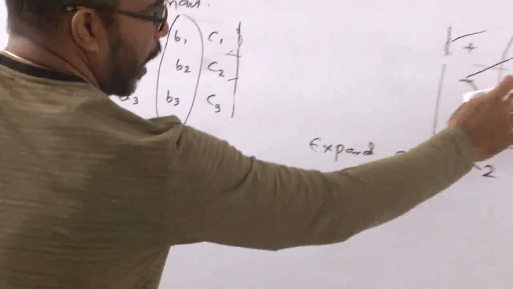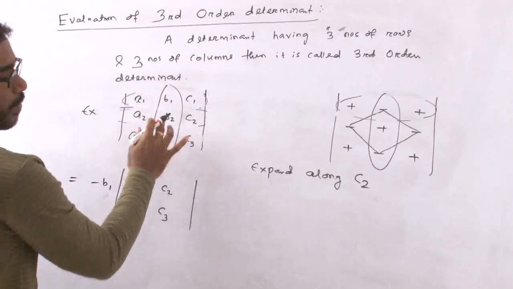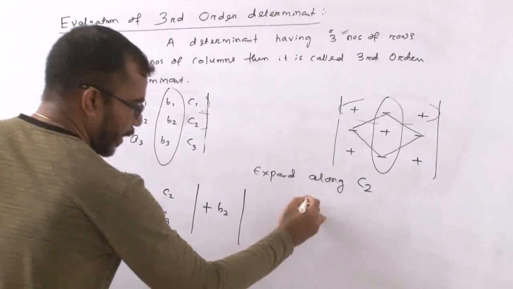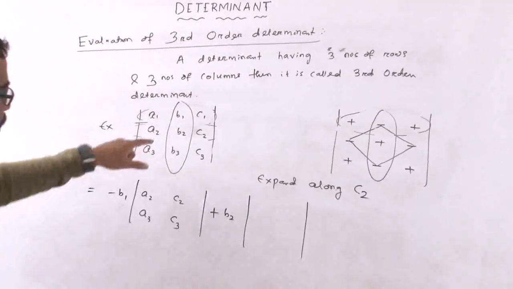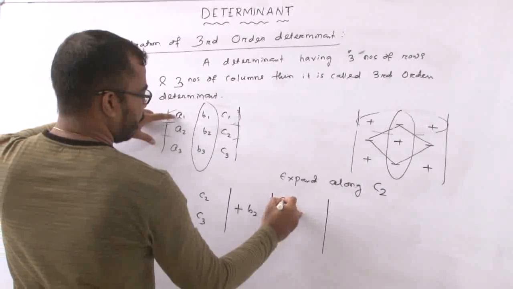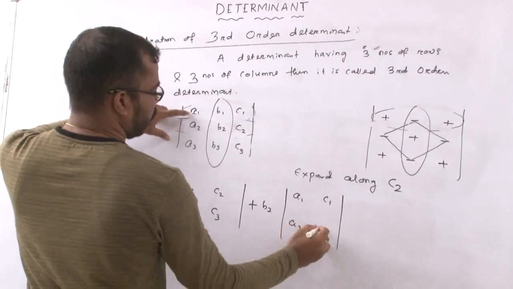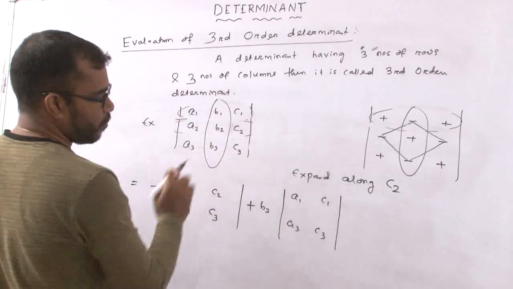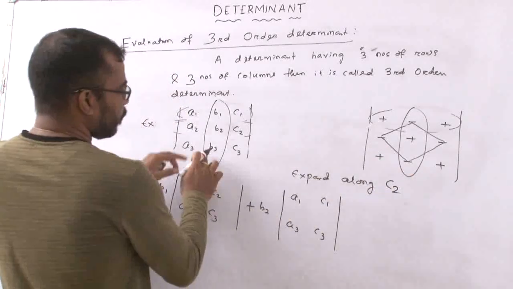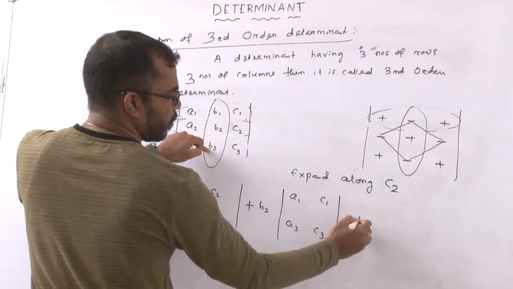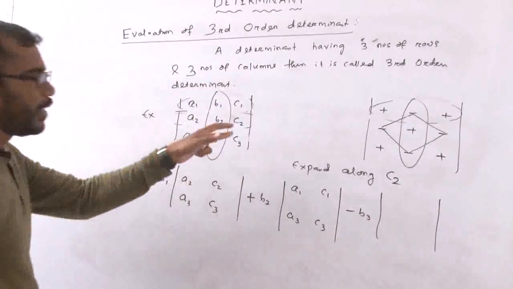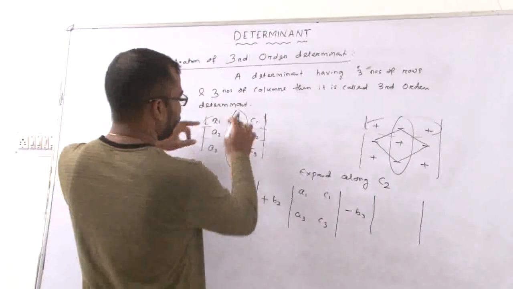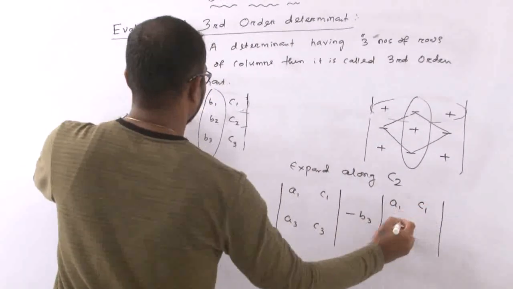Next, the sign is positive, plus, that means the value B2 is positive, so plus B2. If we delete the rows and columns containing B2, we get A1 C1, A3 C2. Now the sign of B3 is minus. If we delete rows and columns containing B3, we get A1 C1 and A2 C2.